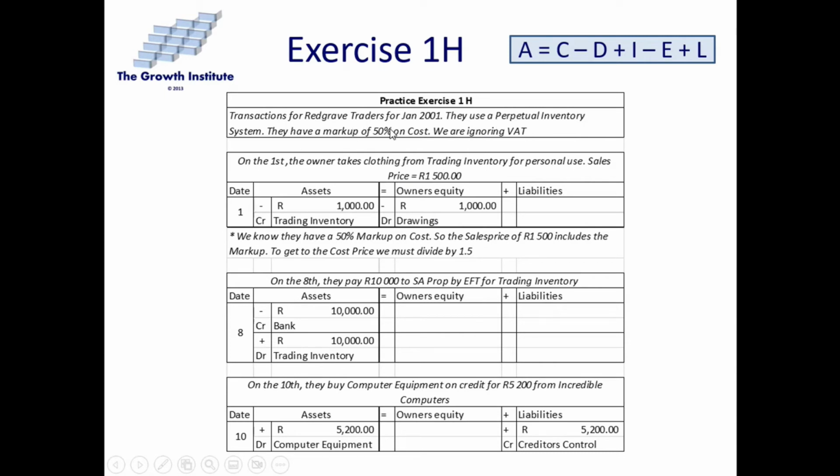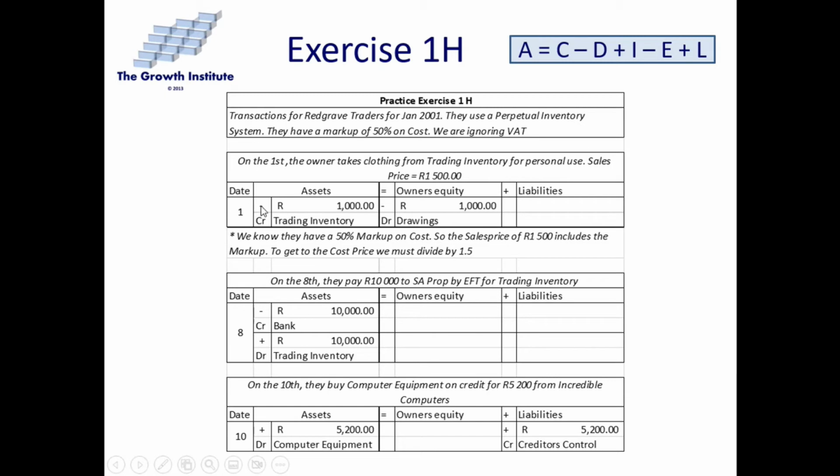They have a markup of 50% on cost. So what does it mean? If something is costing 100 Rand, then we are going to take 50% of that 100, which is 50 Rand, and then we are going to sell it at 150 Rand. This is what it means to have a markup of 50% on cost. But when we get to the second chapter, I'm going to show you how the two markup systems work. So don't worry about it now. And for now, we are ignoring VAT.